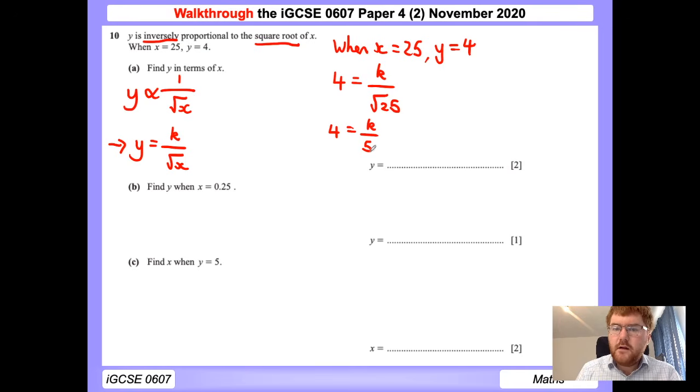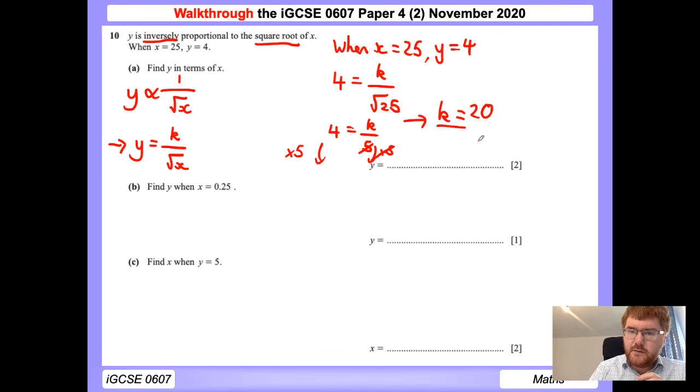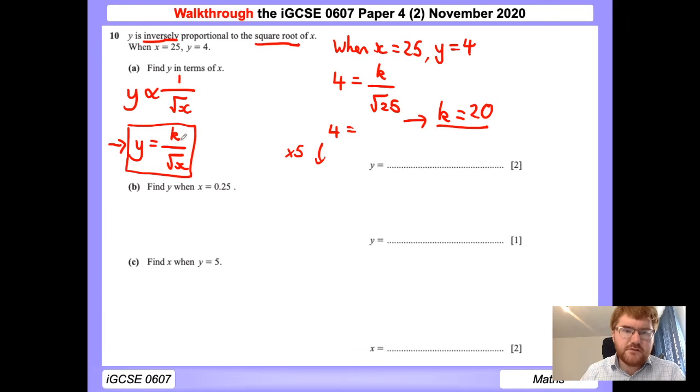At this point, well, we want to get k on its own. So what's the opposite of dividing by 5? We want to times by 5. Both sides cancel, and so we're left then with the answer of k equals 20. Now that's not our final answer. Our final answer is when we put this k is 20 back in this original equation at the start. So our actual answer here, and I'll just remove some of the working so we can see it nice and clearly, is y equal to, well, we know k is 20, so we put 20 back in here, and then over the square root of x for our 2 marks.